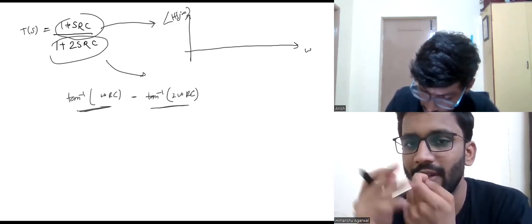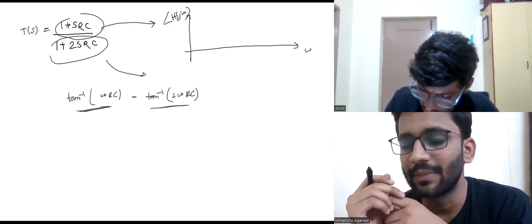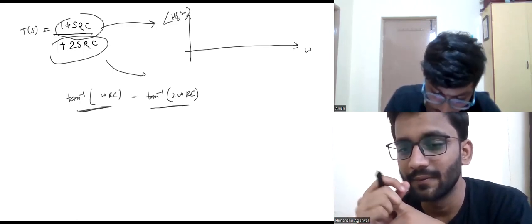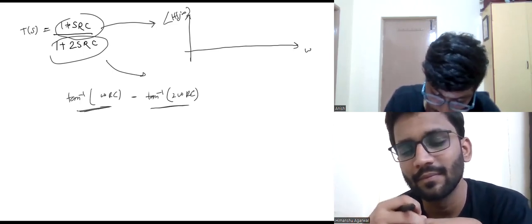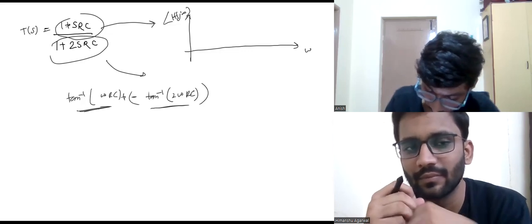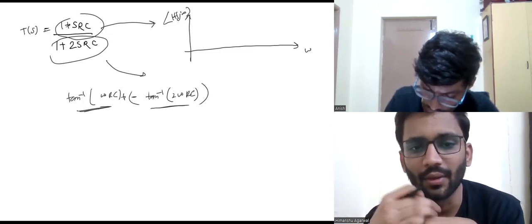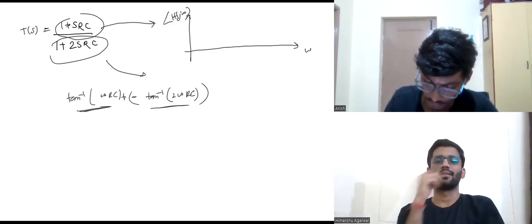For the Bode plot, will you add these two or subtract these two? Basically, I am already getting the magnitude with this. I'm taking the negative sign with that pole. Right? Okay. Then it's fine.